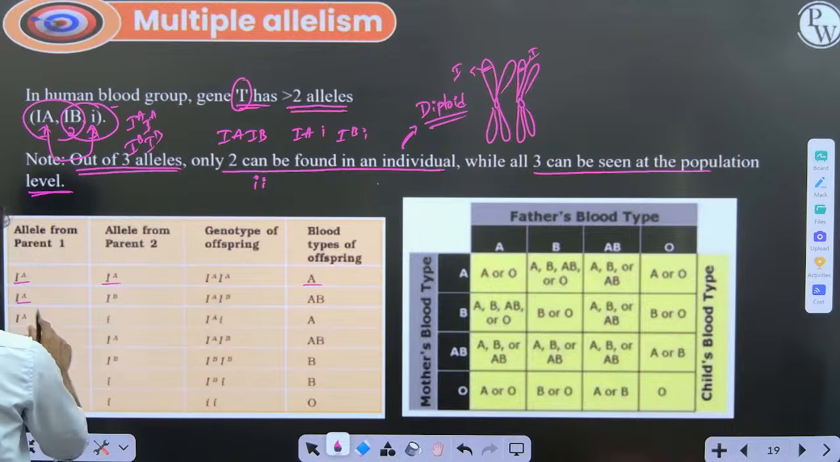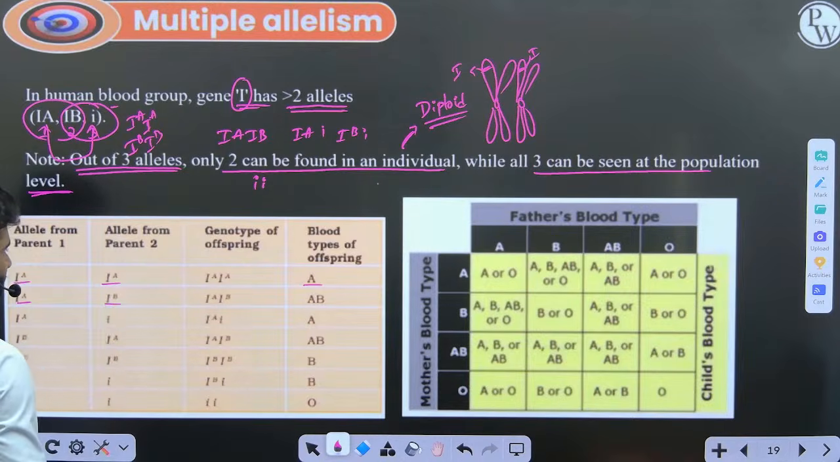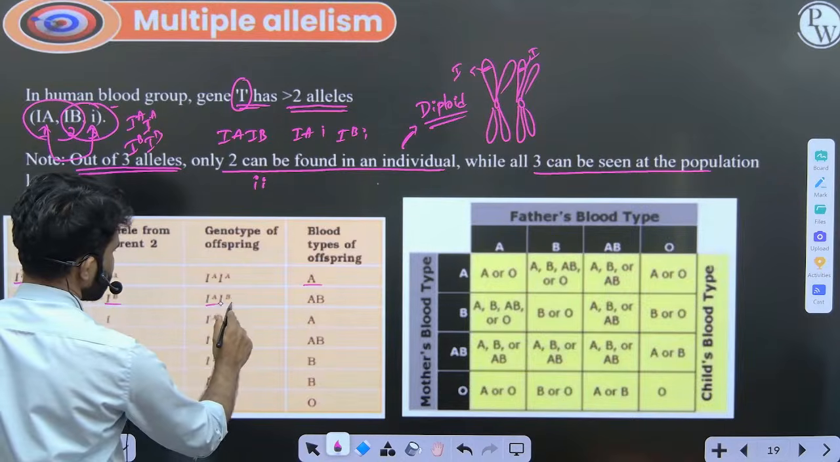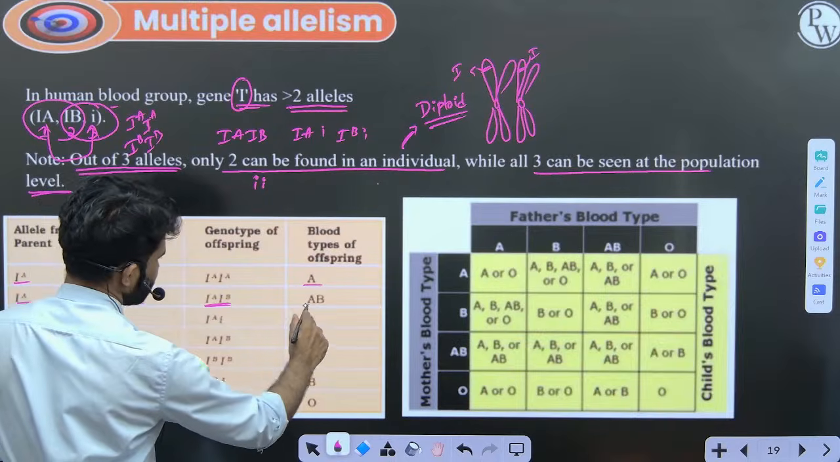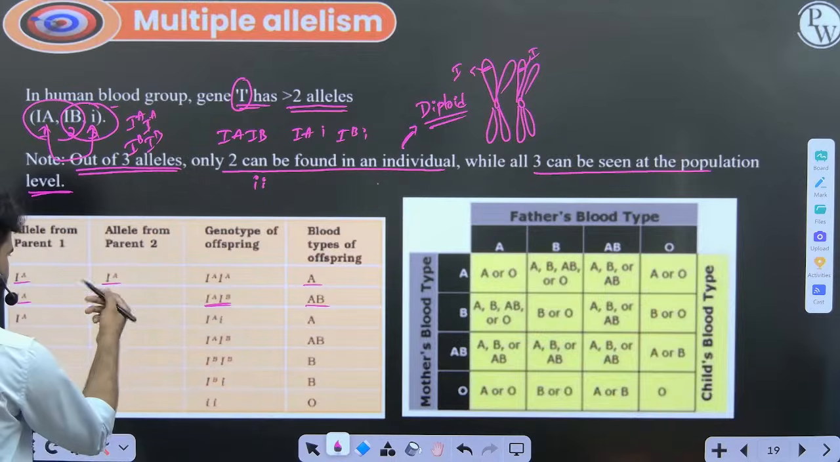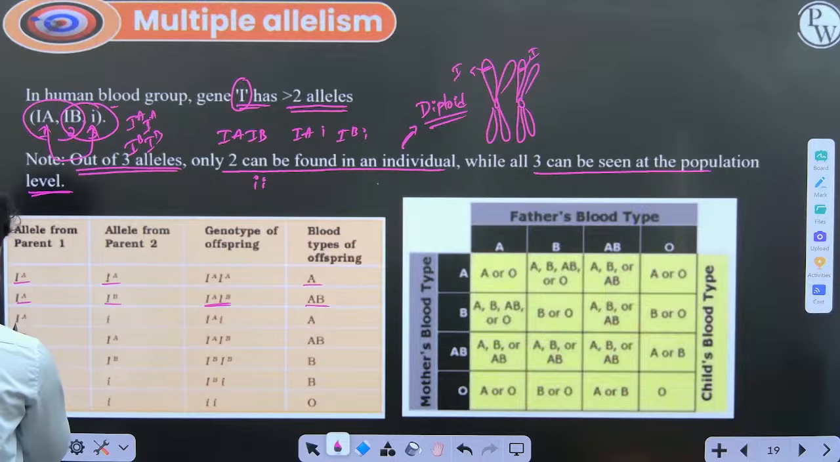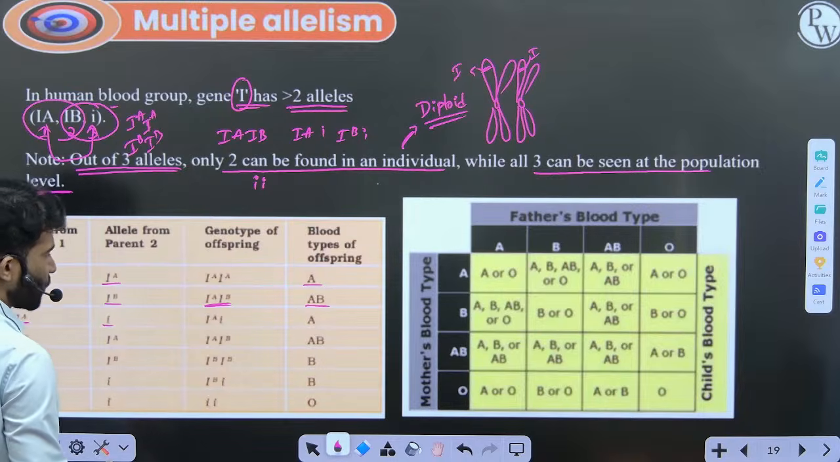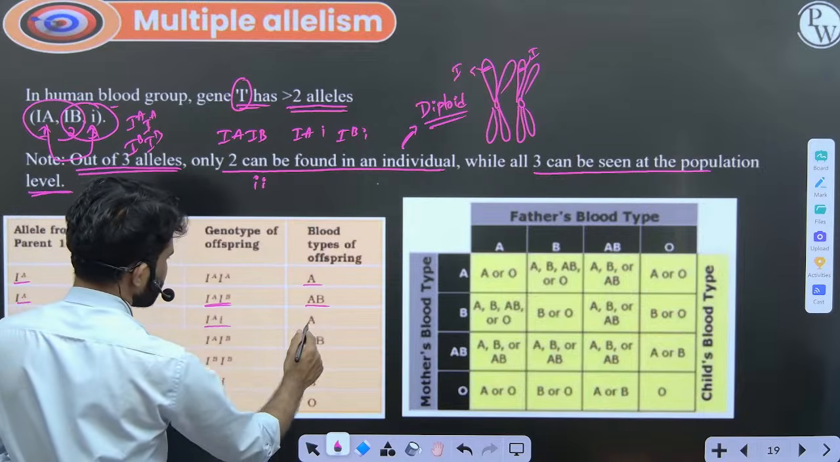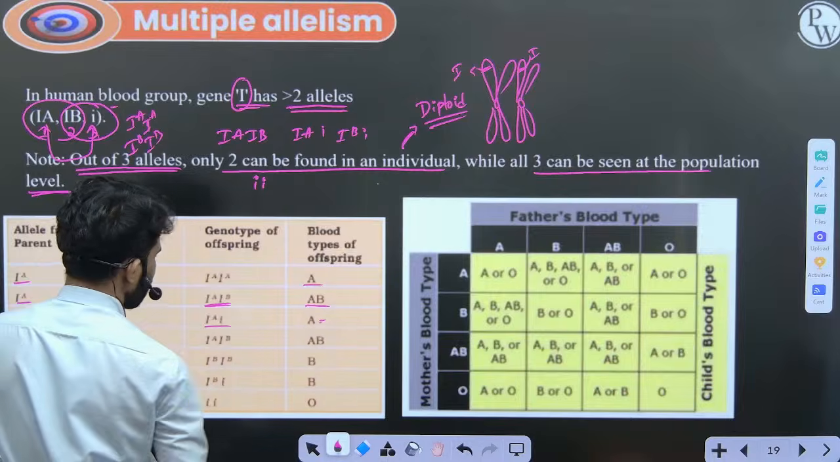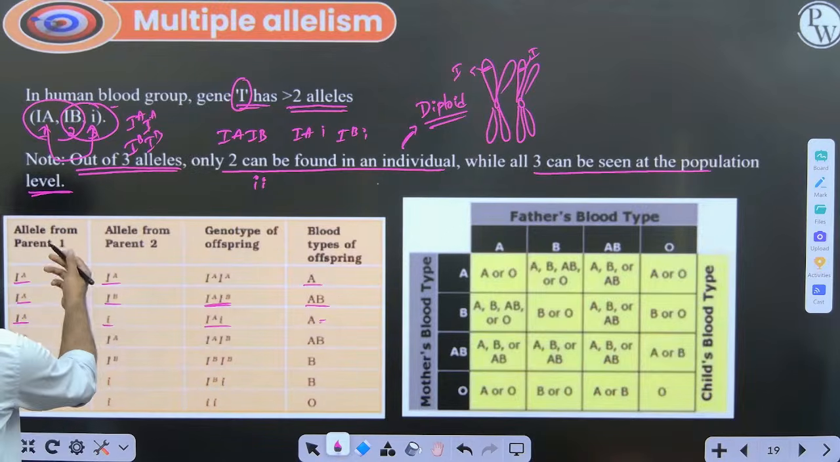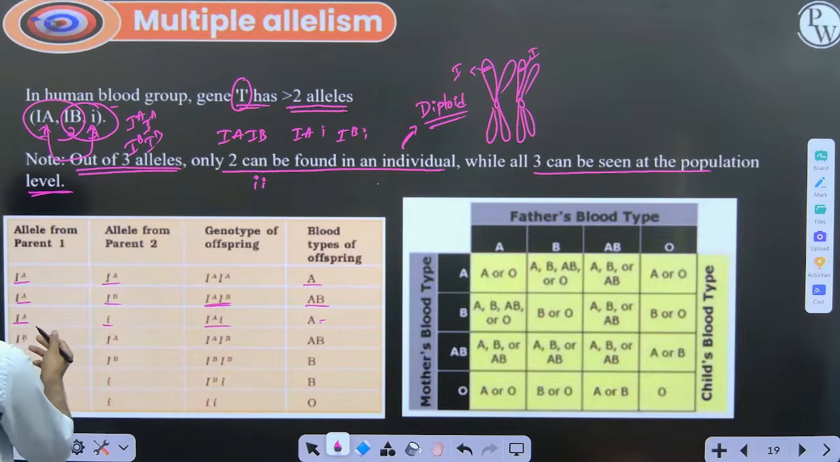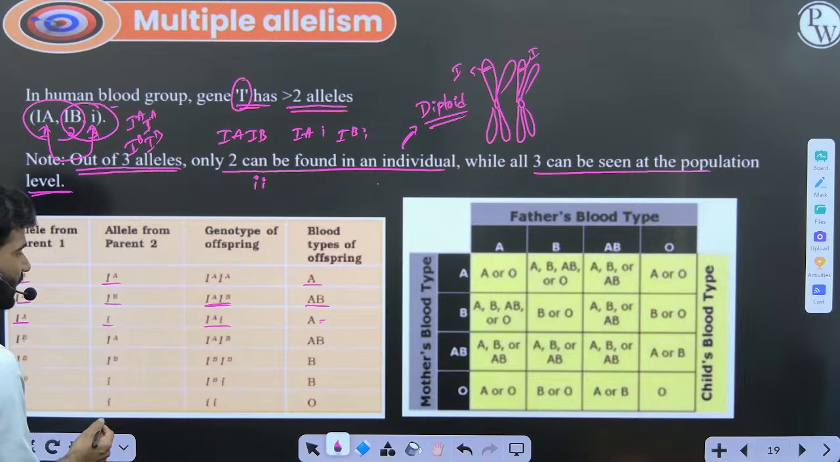If IA from parent one, IA from parent one. So if it is heterozygous A, then one parent contributes IA and the other parent contributes the other allele, i, that is heterozygous, which also gives blood group A. Again, parent one may have IB, and parent two may have IA.